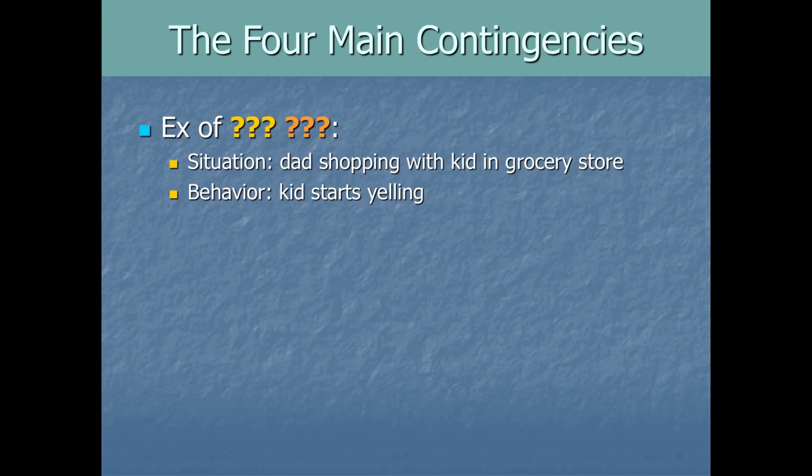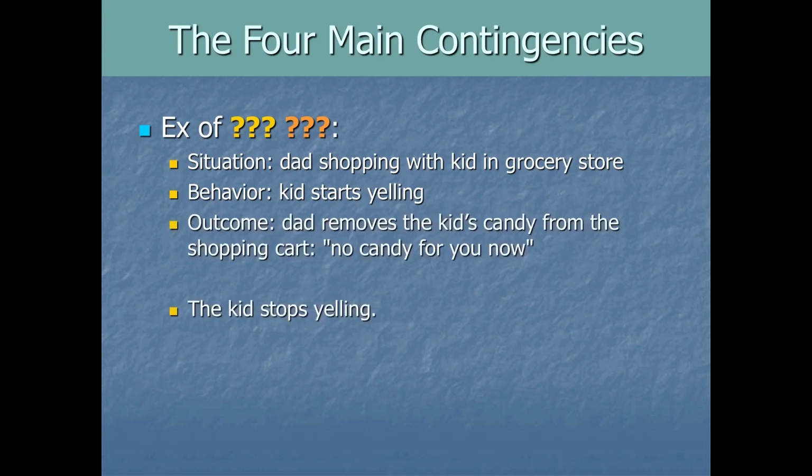Now, what happens? Maybe the dad says, I'm going to institute a contingency. When the kid's being a little punk and yelling, I'm going to remove the kid's candy from the shopping cart. So the kid doesn't get the treat that they would normally get. So if they yell, the treat is removed. And sure enough, the kid stops yelling. And since the dad always does this, if he does this consistently, the kid doesn't yell in the grocery store in the future. Yay, it worked.